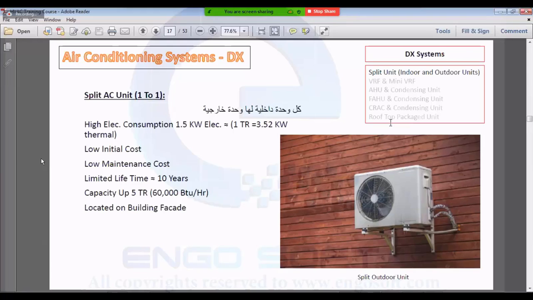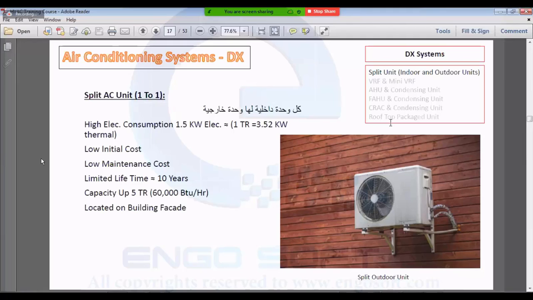What are the properties of the split AC unit? It has high electricity consumption. It has low initial cost. It is cheap. It has low maintenance cost. You don't bring the technician to fix it except after 3 or 4 years, right? It can live up to 10 years without replacing, right?